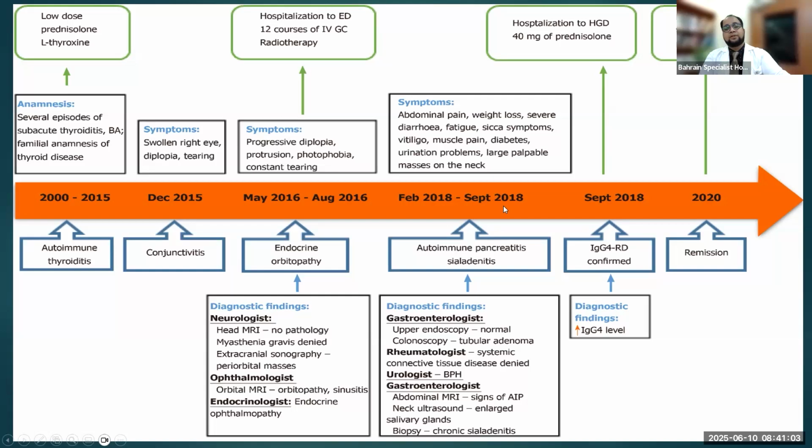Then after a couple of years, the patient presented with weight loss, pain abdomen, and other symptoms. So they labeled it as autoimmune pancreatitis and sialadenitis. And here the multidisciplinary approach was required from gastroenterologist, rheumatologist, and urologist. Furthermore, after a span of 18 years, IgG4 levels were done and it was confirmed, and they started prednisolone, and the patient was in remission with maintenance therapy after 2 years. So this is just to show how, because of the multi-systemic involvement, it takes a multidisciplinary approach and a prolonged interval to come to a final diagnosis.